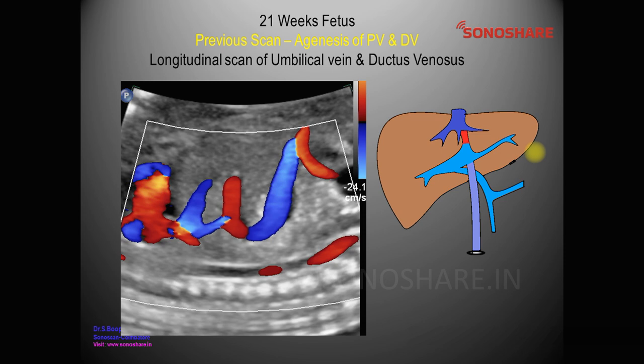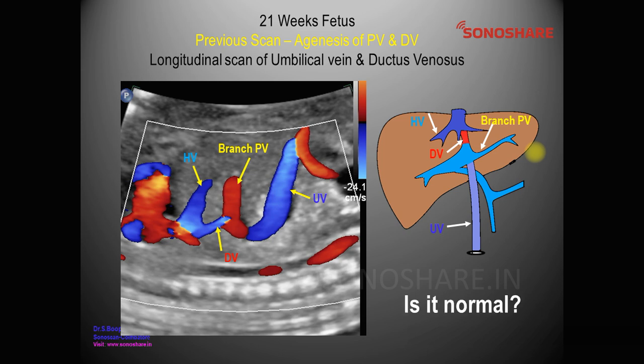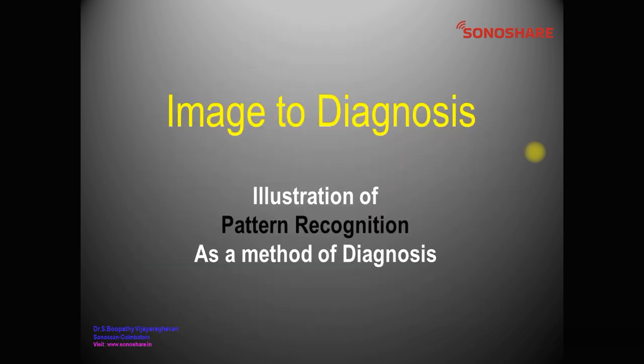Now to label the parts, that is the umbilical vein, and that is the branch of the portal vein, and that is the ductus venosus going and joining the IVC, and that is the hepatic vein, one of the hepatic veins. So is it normal? So this is a case to illustrate the use of pattern recognition as a method of diagnosis.